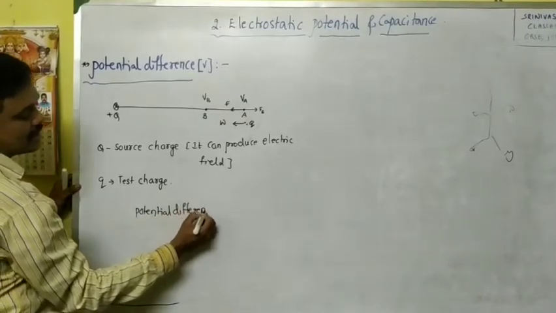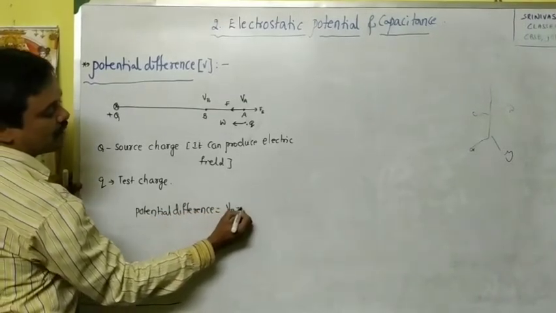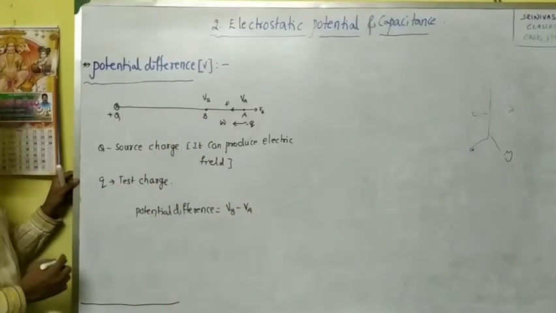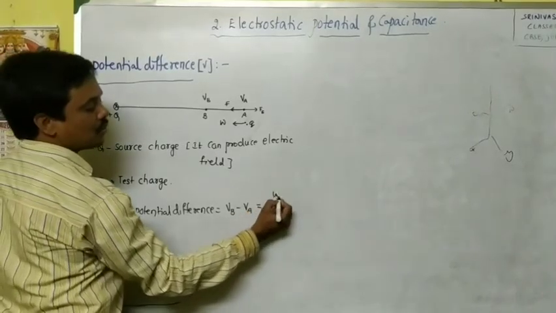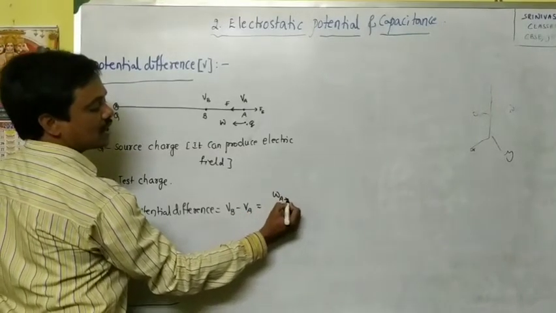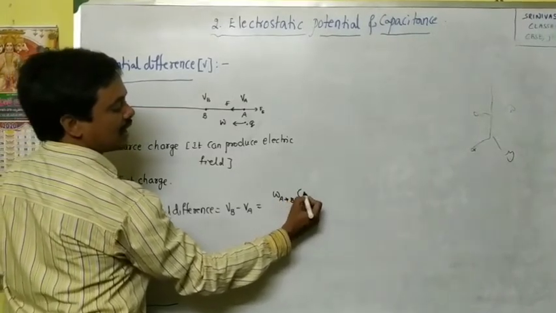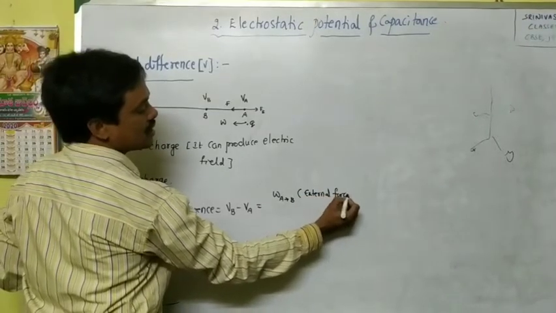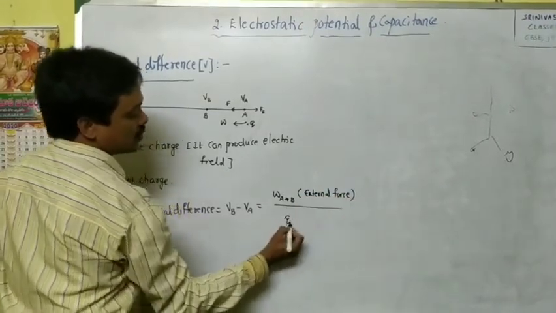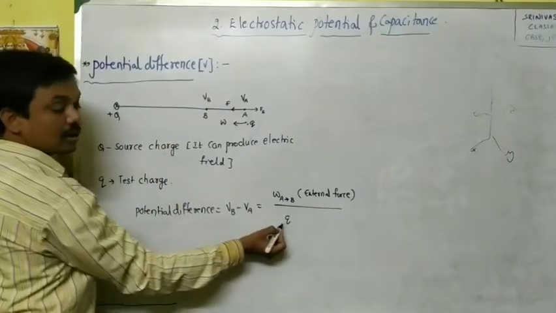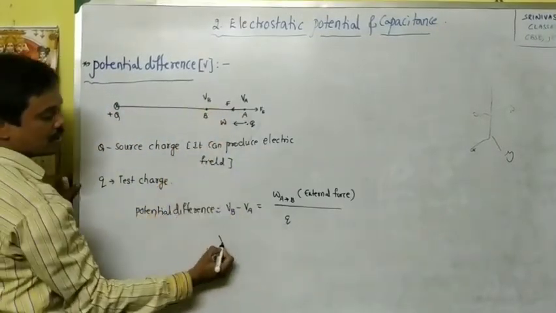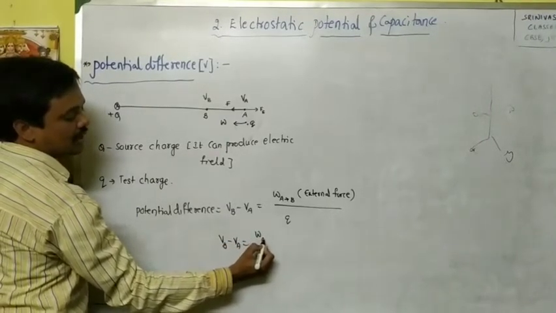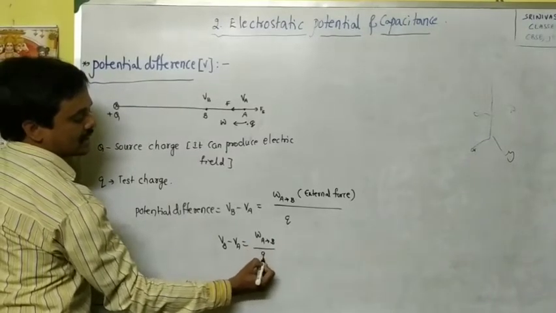Potential difference is equal to VB minus VA, where A is the initial point and B is the final point. That potential difference is equal to the work done to move the charge from A to B, that is, the work done by the external force. This is the formula: the charge q is moved from A to B, and VB minus VA is equal to the work done divided by the charge.